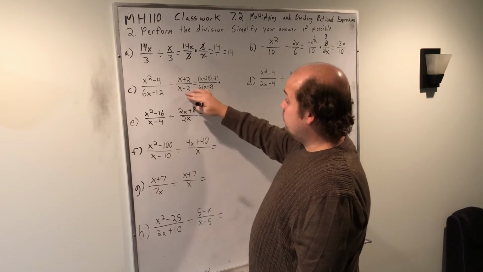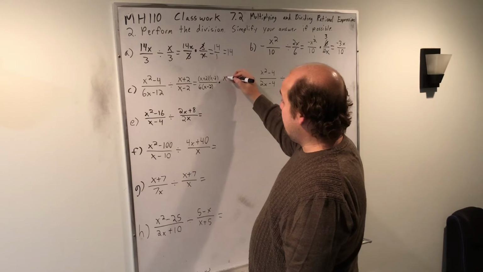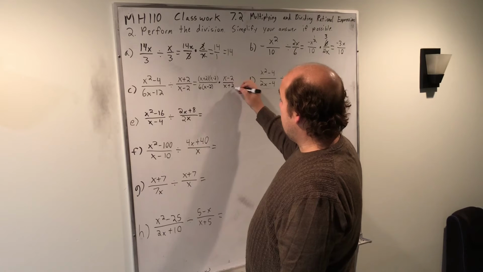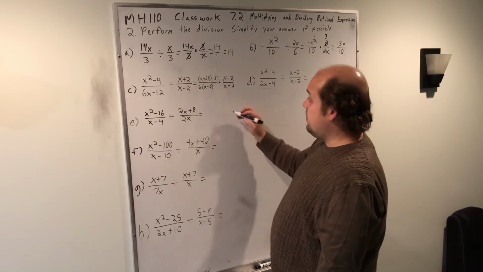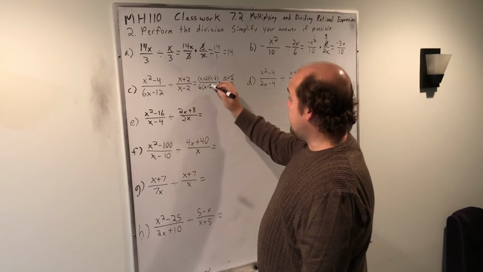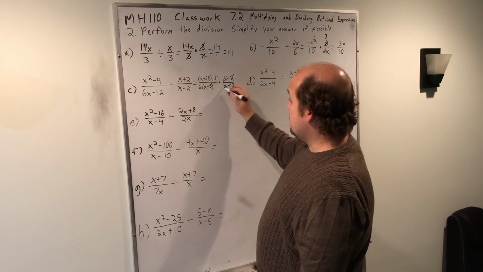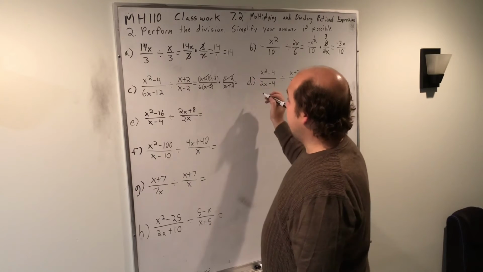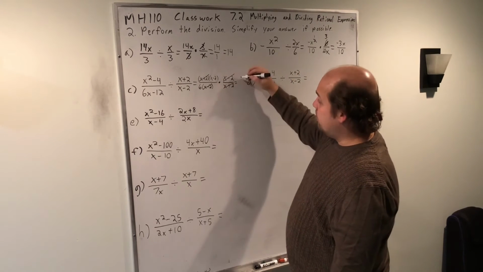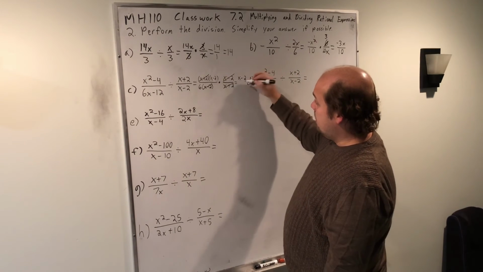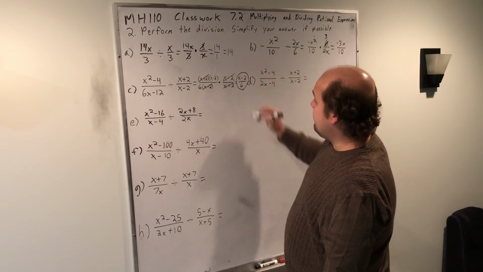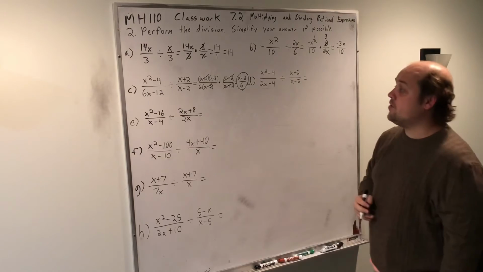Multiplication symbol, write what was on bottom, now on top. Write what was on top, now on bottom. If I cancel things that are the same, I can cancel this x minus 2 and this x minus 2, this x plus 2 and this x plus 2. That leaves me with a final answer on top of this remaining x minus 2, and on bottom, what remains is this 6. So this would be my final answer, x minus 2 over 6.